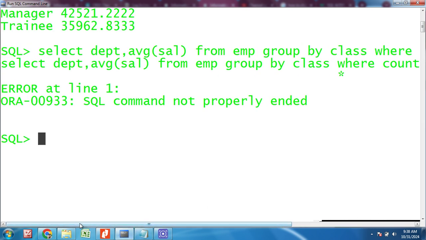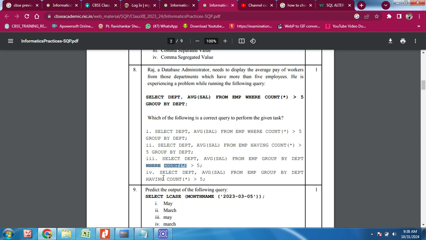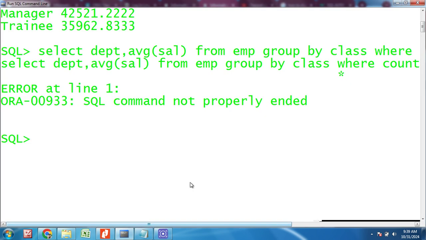Okay, again look at the question. Option number 4 is select DEPT, average salary from EMP group by DEPT having count asterisk greater than 5. Now look at option number 2, that was the correct option and it was executed successfully. Both are the same, the only difference is that they are changing the sequence of having clause and group by clause. Now let's change the sequence of group by clause and having clause.